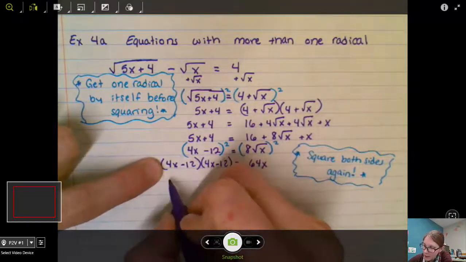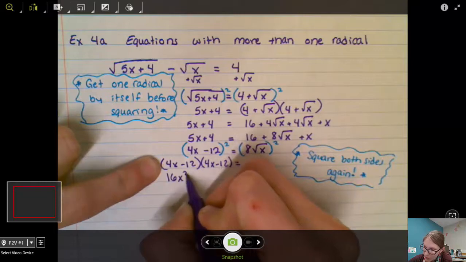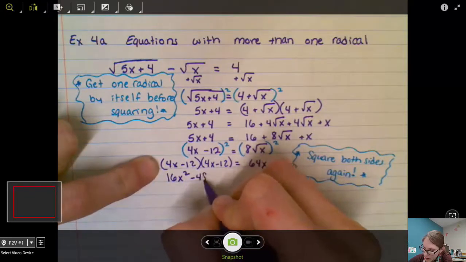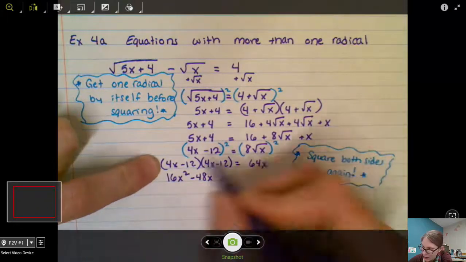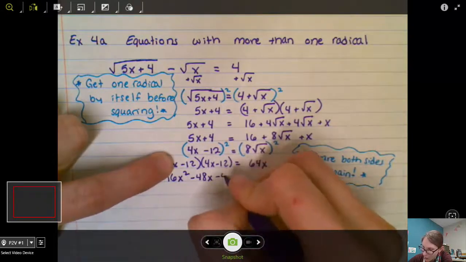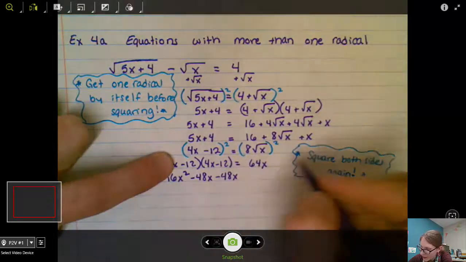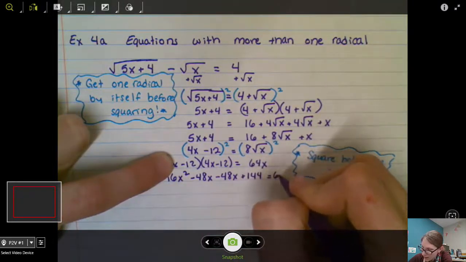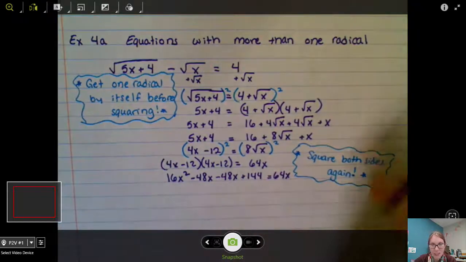4x times 4x, we get 16x squared. 4x times negative 12 is minus 48x. 4x times negative 12 is minus 48x, plus 144 equals 64x.